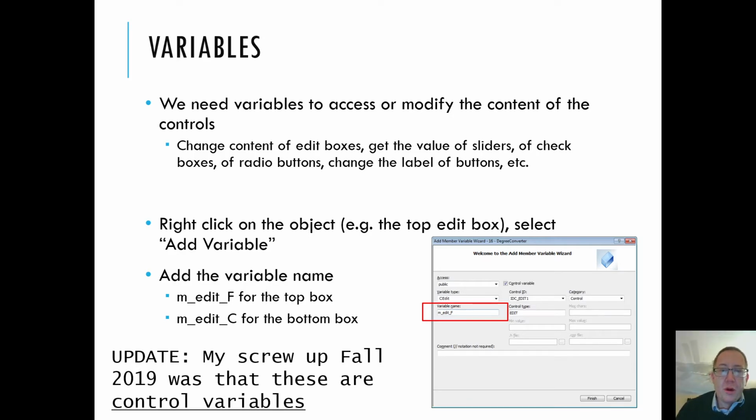So what we're going to do is add a variable. We'll right click on a particular object, like the top edit box, add a variable, and either you make an edit variable or another kind of variable. In our case, for this example, I'd have an edit variable for the top box, m_editF for Fahrenheit, or m_editC for Celsius, and that would be my control variable.